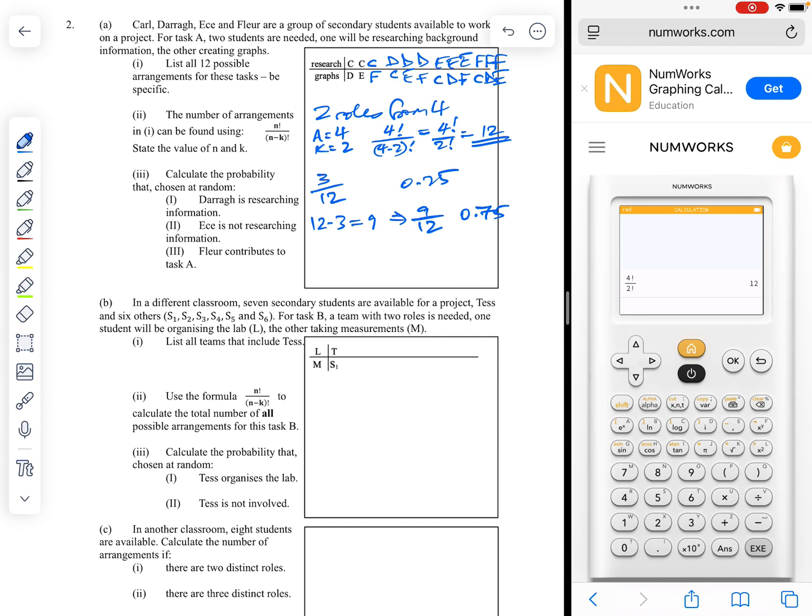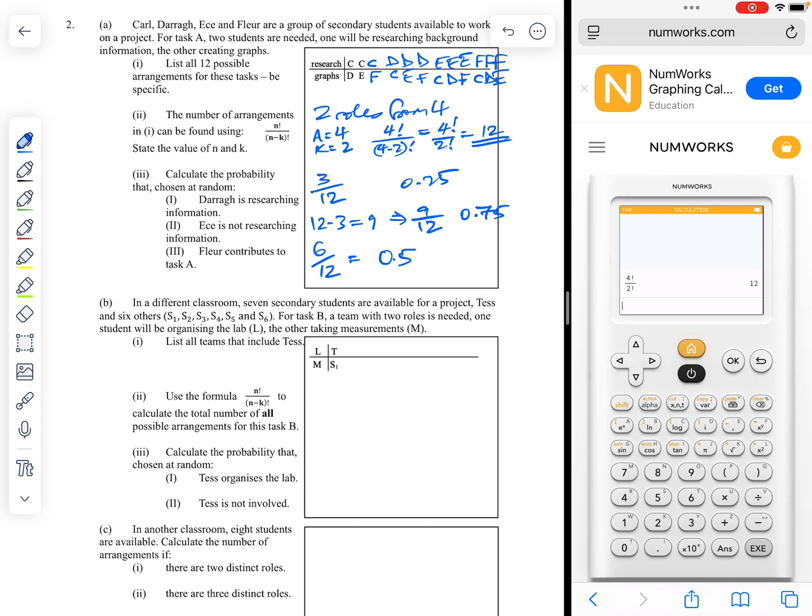9 out of 12, that's 3 quarters, 0.75. What's the probability that, chosen at random out of 12, Fleur contributes to task A? Right, when is Fleur involved? 1, 2, 3, 4, 5, 6. So 6 times out of 12, which is a half, so 0.5.